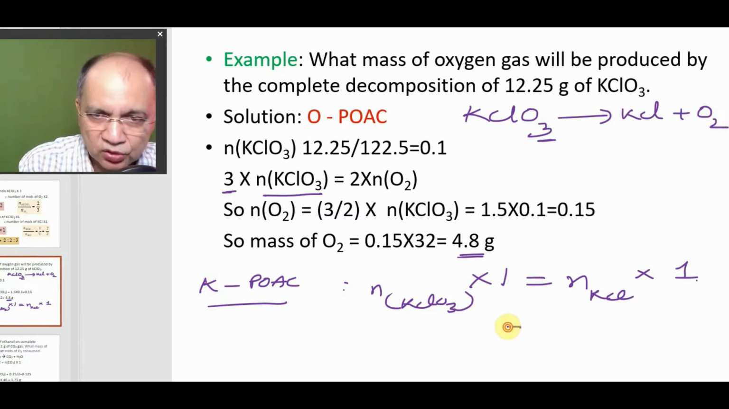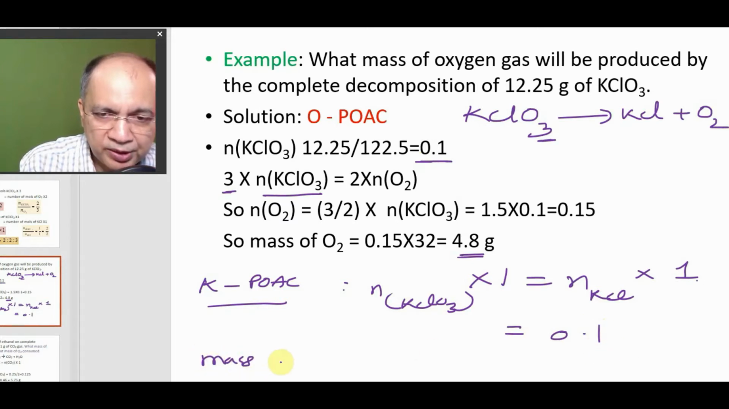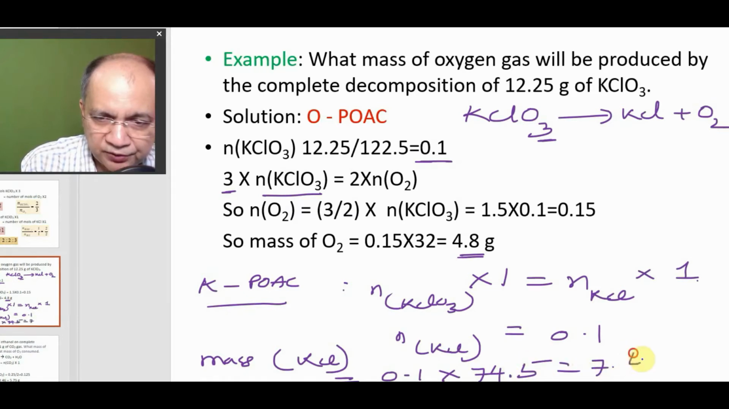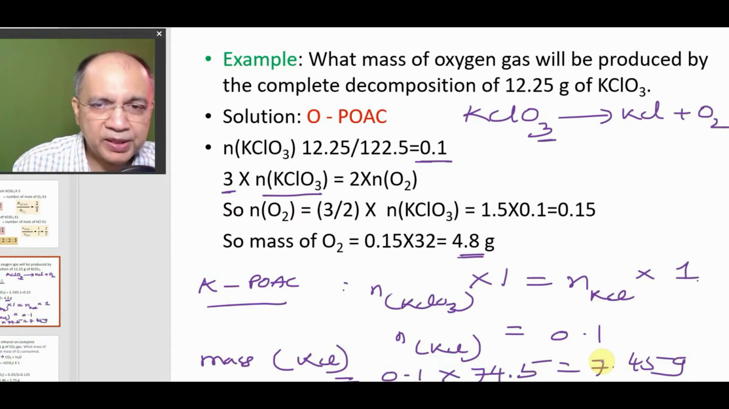So that is also equal to the number of moles of potassium chlorate, and the mass will be immediately, this is the number of moles of KCl, which is also equal to 0.1, because this is 0.1, so this has to be 0.1. So to convert into mass, you have to multiply by its molecular mass or empirical formula mass. So this is 7.45 gram, right?